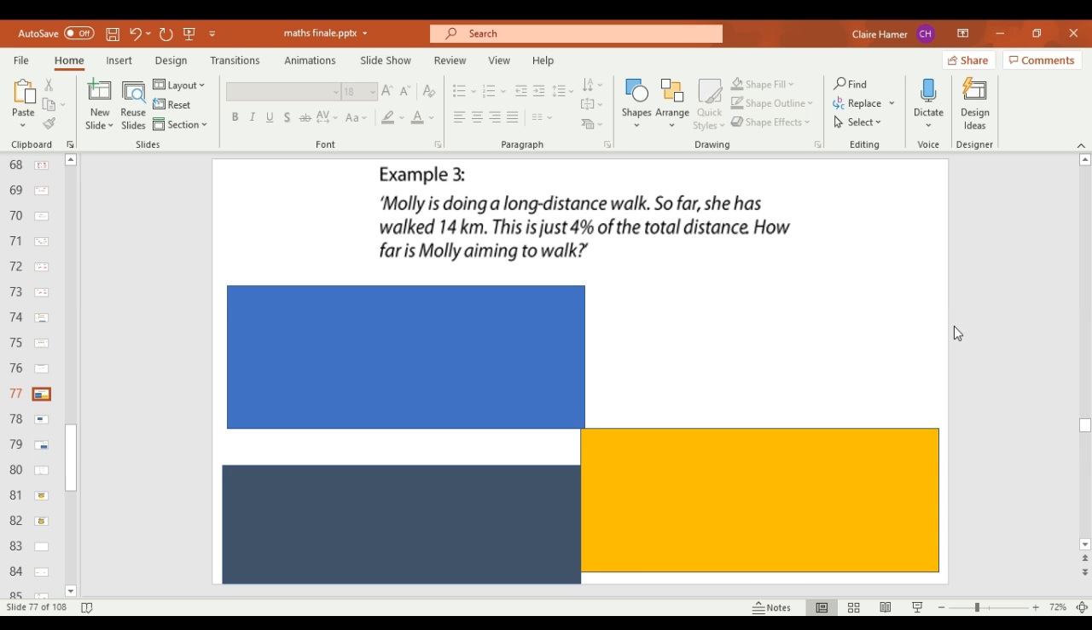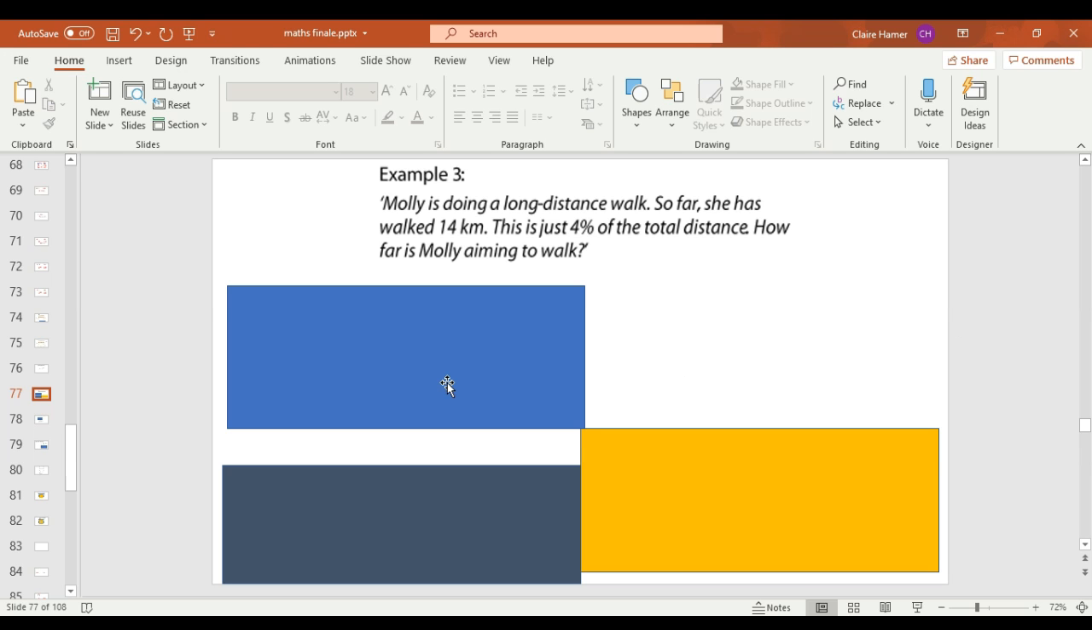Molly is doing a long distance walk. So far, she has walked 14 kilometres. This is just 4% of the total distance. How far is Molly aiming to walk? Now it's not tricky, you just need to think carefully, okay? Think about how you get from 4 to 100. If you're not sure, maybe divide first and then multiply, or maybe multiply in 2 steps. You don't have to do it all in one go.